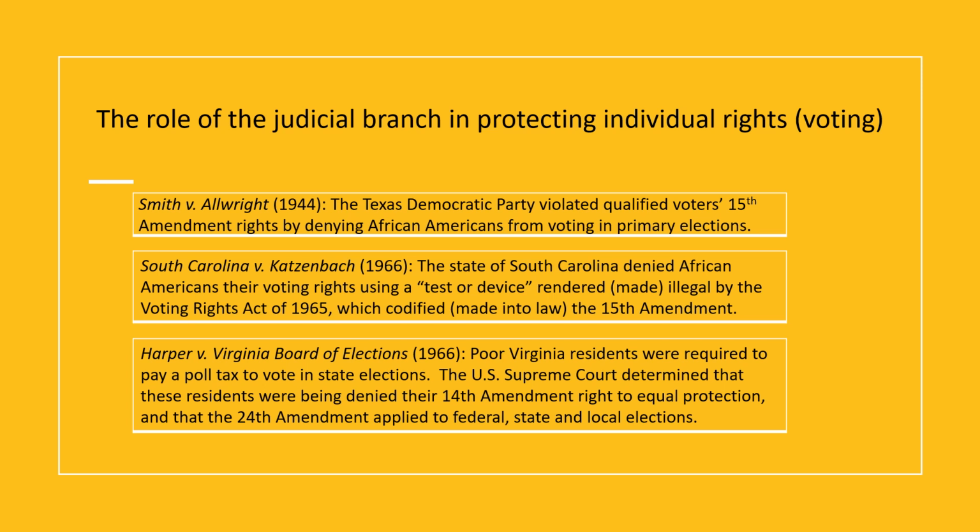So the state of South Carolina was requiring that African Americans, in order to exercise their voting rights, had to take a test, and they had to pass this test in order to be able to vote. But what the Supreme Court said was that the Voting Rights Act of 1965 made into law that a test or device was now illegal, and it was a violation of the 15th Amendment to require that African Americans take this test.